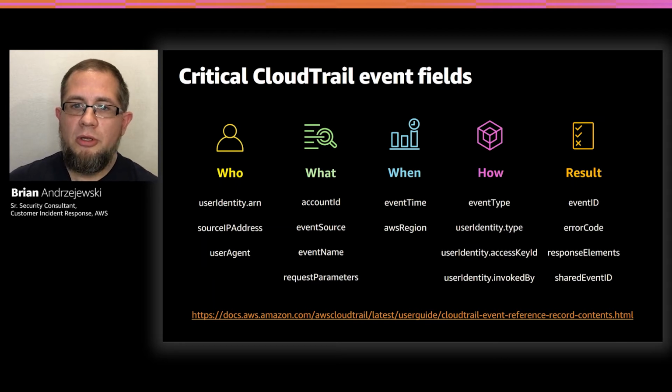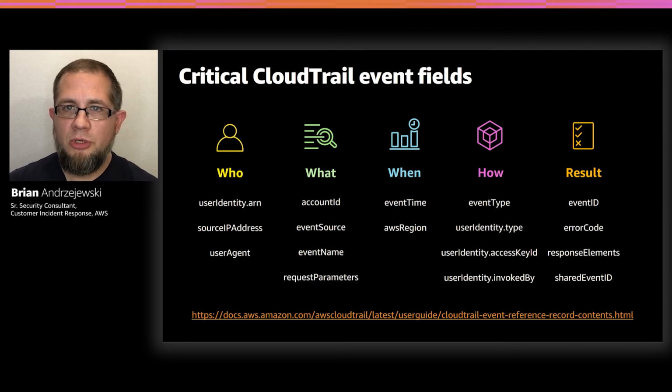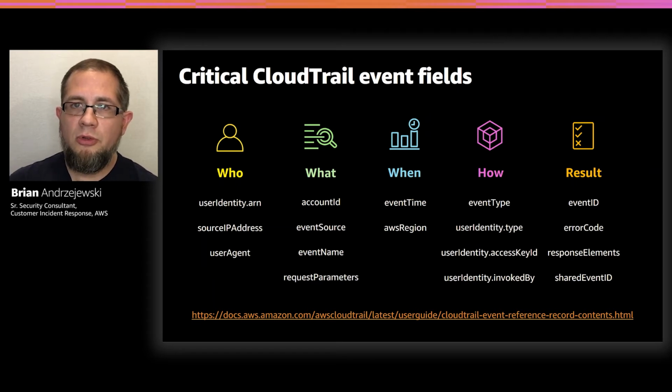For the result, when this request is made to the control plane, an event ID is generated, which is a unique GUID to identify it within the region and the account. If the action was not authenticated or had an issue against the control plane, an error code will be generated. If it is successful, it will generate response elements to give confirmation of what it did. If we're talking about multi-account events, we talk about shared event ID, which we're going to describe further in later slides.